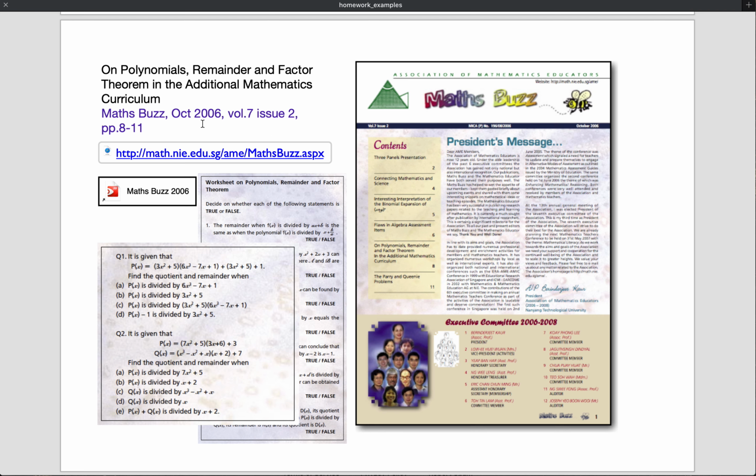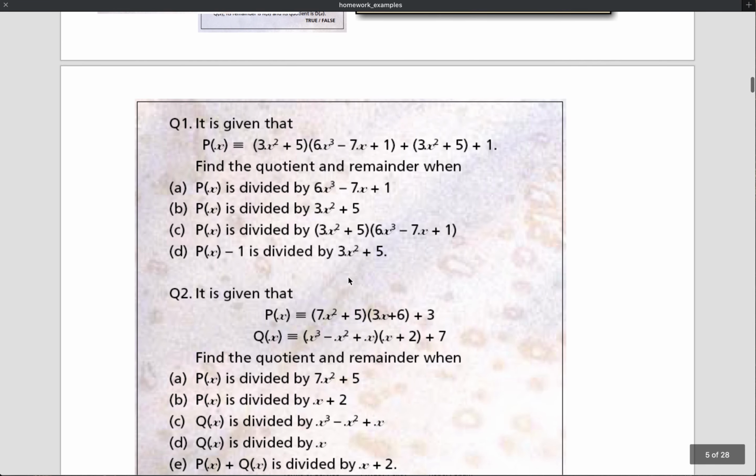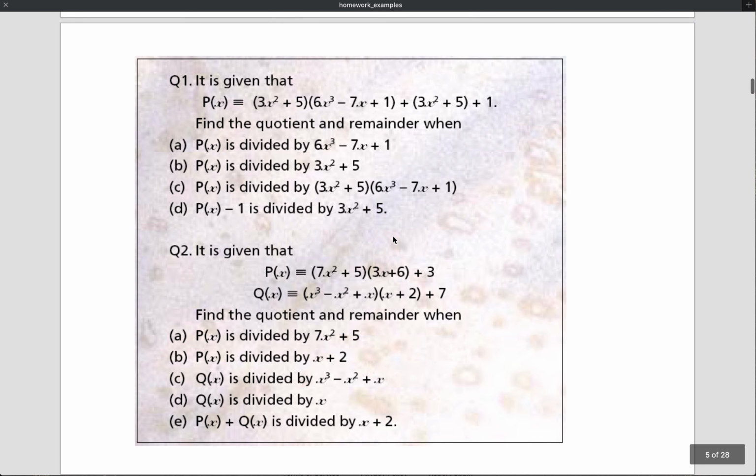paper in Singapore. This is the link to get the journal paper in 2006, Volume 7, Issue 2. You can directly download it from the website. That is the journal paper, and inside it there are a few sections talking about the remainder theorem and polynomials. This is one of the questions discussed. You can see that it starts with a question like this. P of x is a polynomial, which is defined in this way, or you can say it's equivalent to this one. Then you're asked to answer the following questions. What happens when P of x is divided by this polynomial or this polynomial?